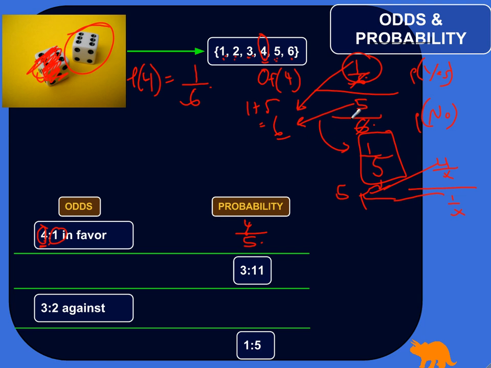Alright, let's go the other way. We'll keep working on this until it finally clicks. So we're starting with probability, and I have it here written in ratio form. Let's write it as a fraction. Okay, so the probability of something happening is 3 to 11. So 3 favorable outcomes over 11 possible outcomes.